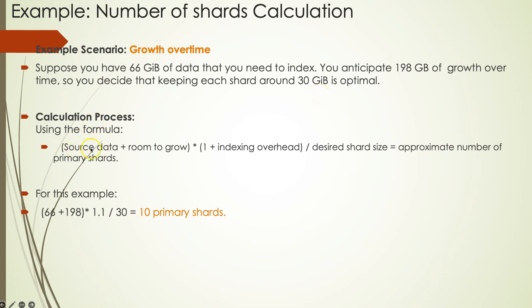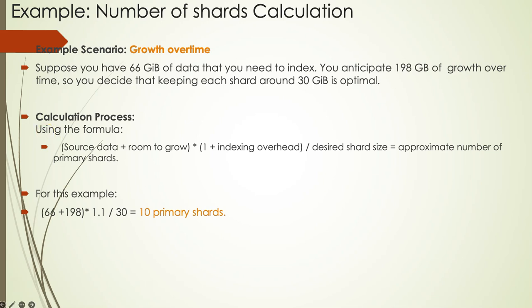You will have your source data plus room for growth, multiplied by 1 plus the indexing overhead, which is 10%, and then divided by the desired shard size, which gives us the approximate number of primary shards. So here, it's 66 GB plus 198 GB, multiplied by 1.1, which is the 10% index overhead, divided by 30, which is our optimal size, and it gives us 10 primary shards, right? So now you have an idea of how to calculate the shards.